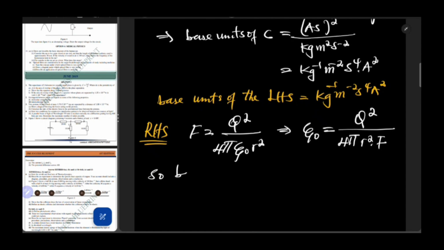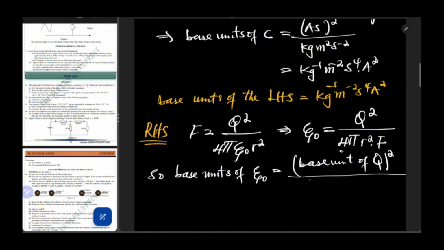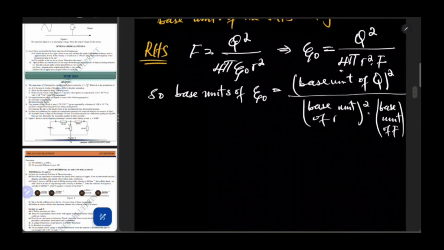So base units of epsilon 0 will be equal to base units of Q all that squared divided by base unit of r, all that squared, times the base unit of F. We are ignoring 4 pi because 4 pi is dimensionless or it has no unit.